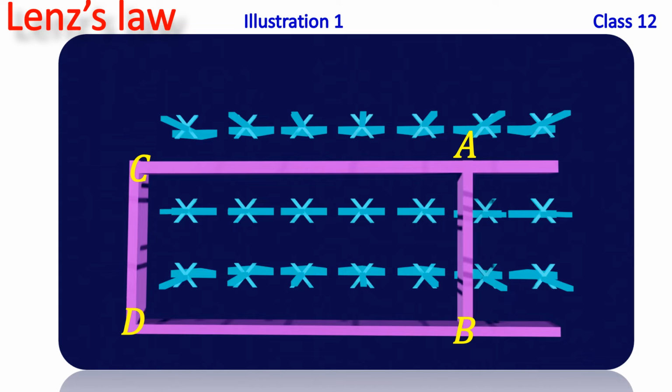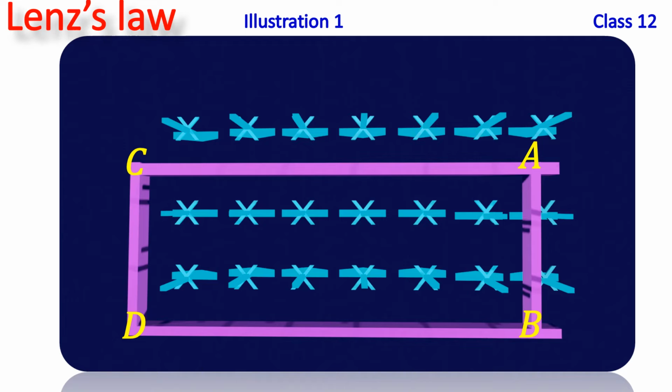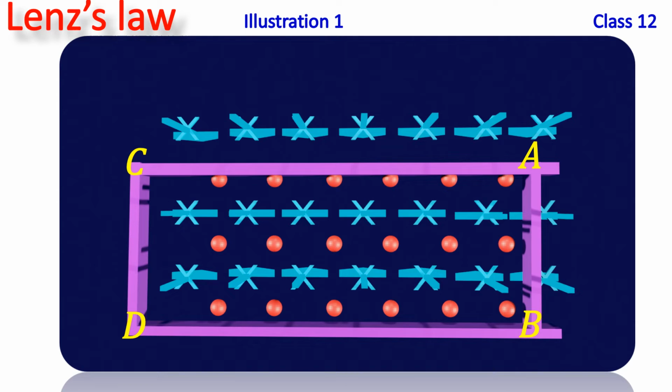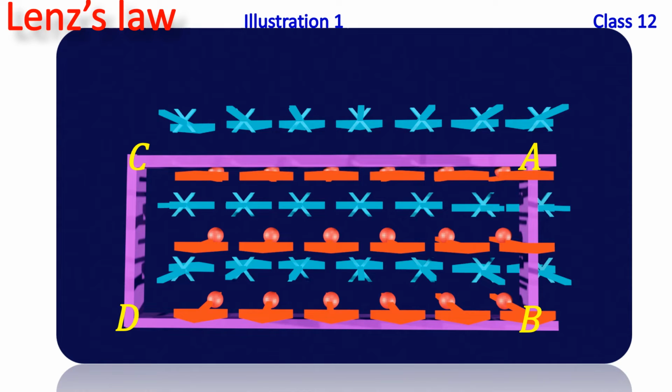AB slide is moving towards the right side, so magnetic field lines are increased, so magnetic flux increased. This induced magnetic flux will induce magnetic field lines in the opposite direction. These magnetic field lines are represented by red color dots. Its meaning is the induced magnetic field lines are pointing outwards of the paper, that is, pointing towards us.